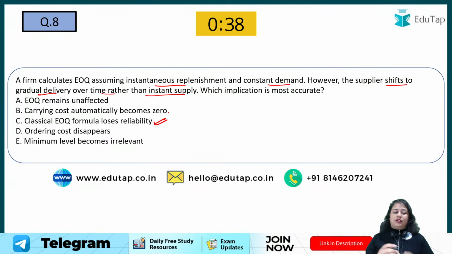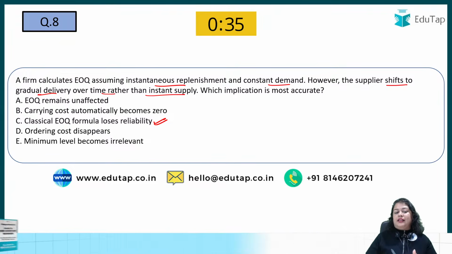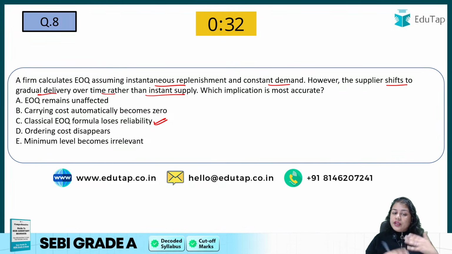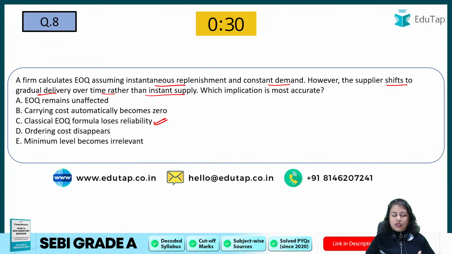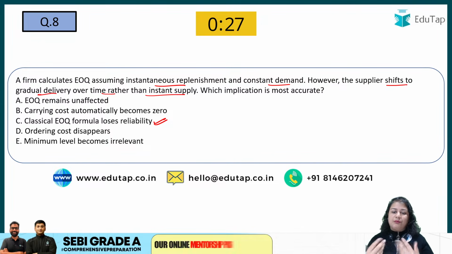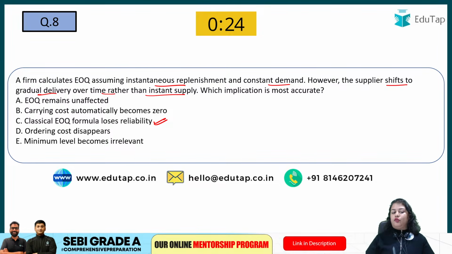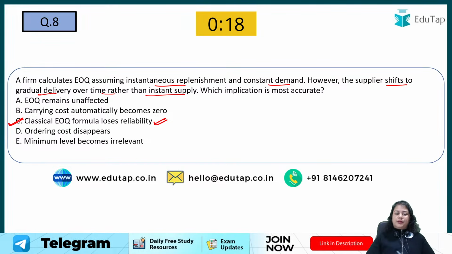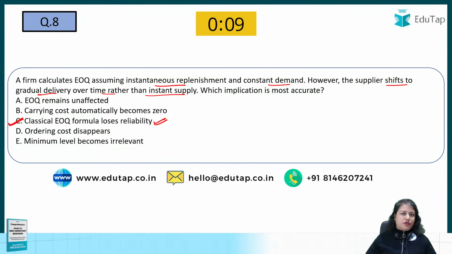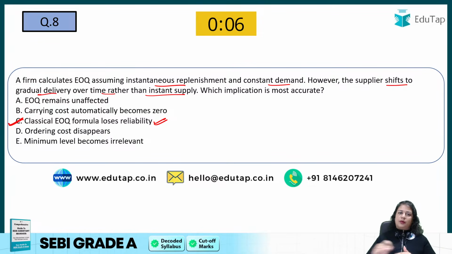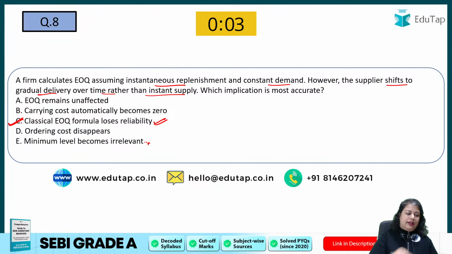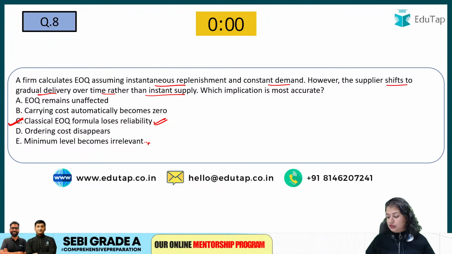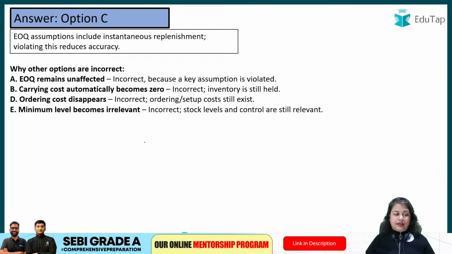Why? Because the assumption that it will be delivered instantly is no longer being used. We cannot apply it. So the classical EOQ formula loses the reliability. Hence C option is the correct one. Then, ordering cost disappears. Again, ordering cost does not disappear because we have ordered. There will be some ordering costs, right? And then minimum level becomes irrelevant. Stock controls will still be there, and we are still maintaining the minimum level. So this is also incorrect. So the answer is C. EOQ loses reliability. So everyone has answered it again correctly.